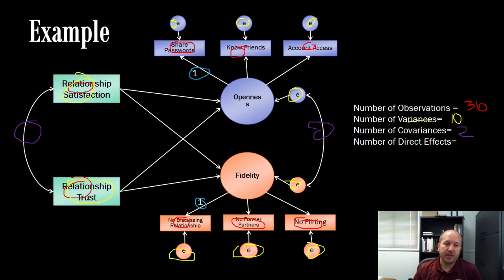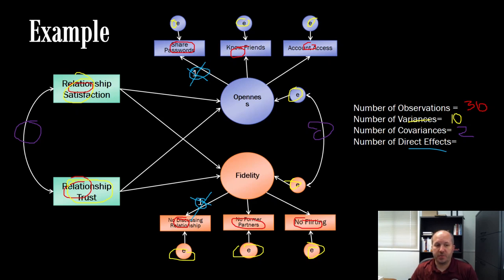Because these two are constrained to be 1, they're constrained parameters, we do not count them towards our total number of parameters. We only count freely estimated parameters. This would be the same if a variance was constrained to be a certain value, or a correlation or covariance was constrained to be a certain value, you would not count them. So in this case, when we total up our direct effects, we are not going to count those two paths that have the 1 next to them.